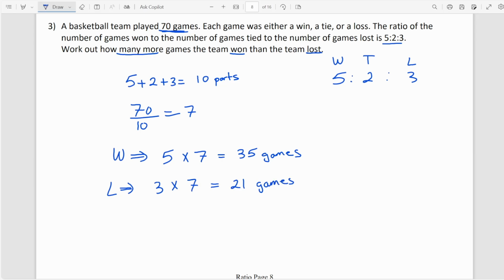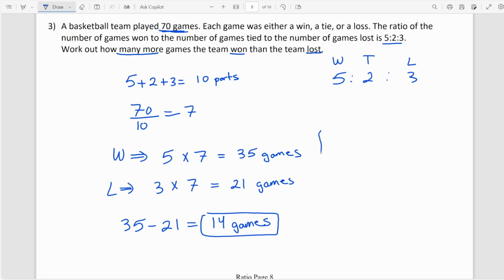So now what the question is asking for is the difference. It's asking for how many more games the team won than the team lost. 35 minus 21, we get 14 games. So we won 14 more games than we lost. Okay, I hope this was clear.